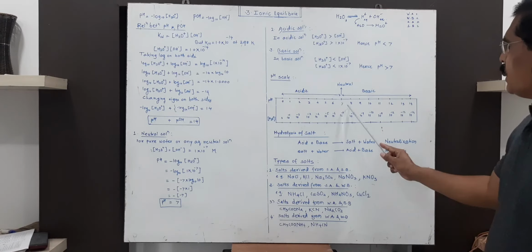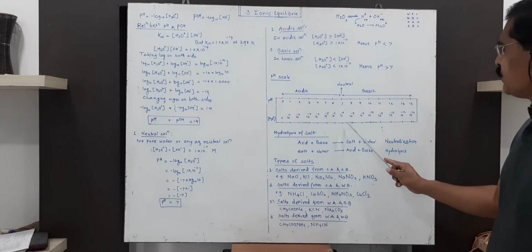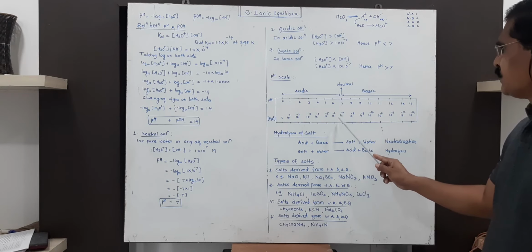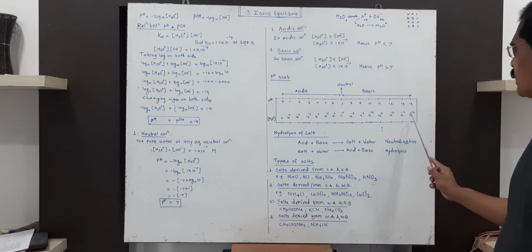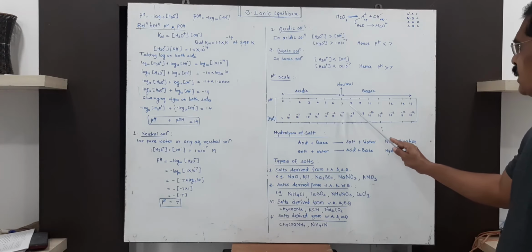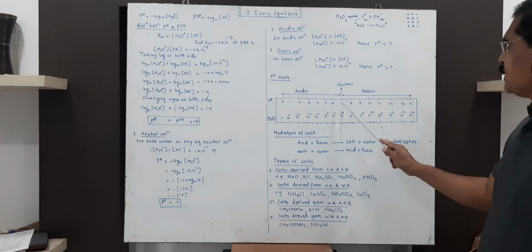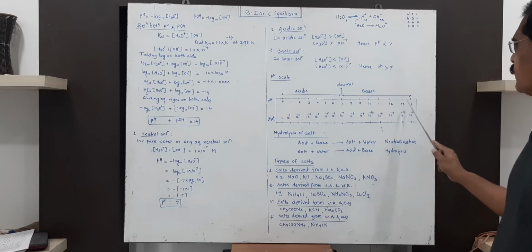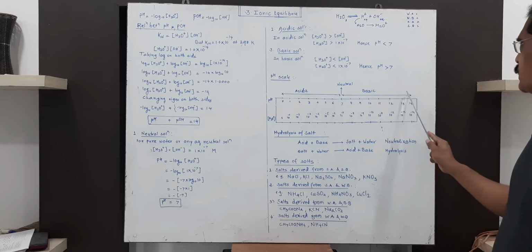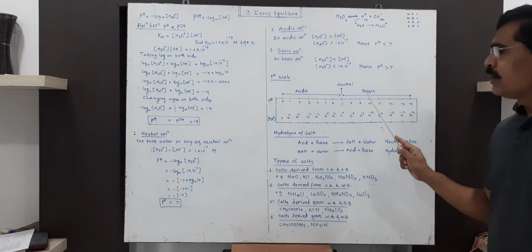Remember here, when pH increases from 8 to 14, or concentration values are less than 1 into 10 raised to minus 7, that is 10 raised to minus 8 up to 10 raised to minus 14, pH values come here from 8 to 14. That is, the pH values increase from 7 to 14. So from 7 to 14, the nature of the solution is basic.